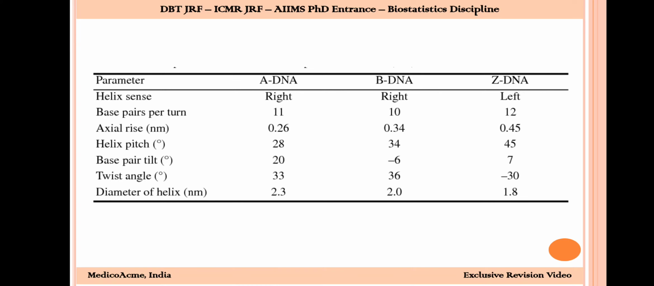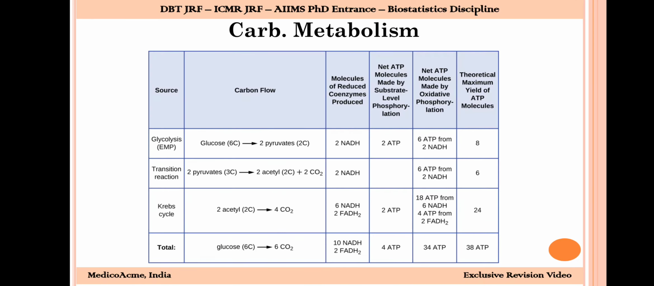And the third thing you can remember here is the axial rise: 0.26, 0.34 nanometer, and 0.45 nanometer. In angstrom that will be 3.4. You can remember the twist angle, but this is not important. They can ask about the base pairs per turn and the orientation, that is right- and left-handed. So remember that the only left-handed one is Z DNA, the zigzag DNA.